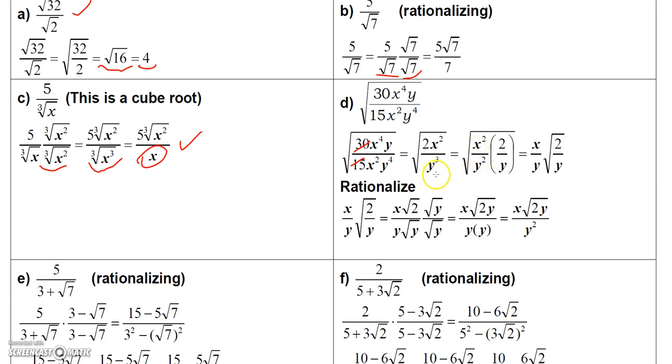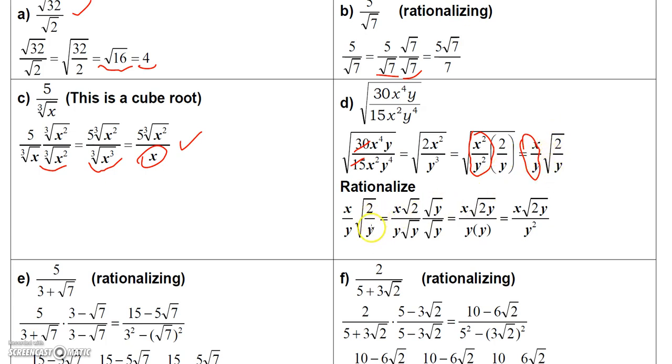And I also know if I write y cubed times y squared times y, I can take the square root of y squared out. So actually, if I write this as x squared over y squared times 2 over y, then I can take the square root of x squared over y squared as x over y out of the radical. So I have x over y there. And then in the radical, I still have square root of 2 over y.